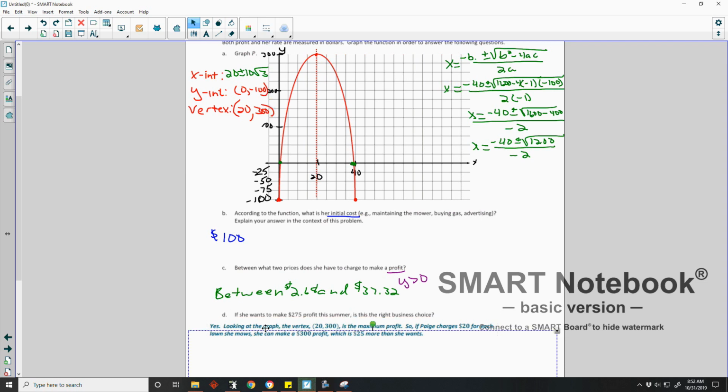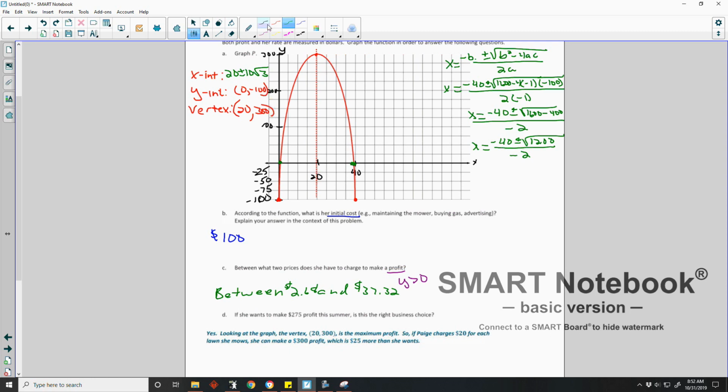Okay, the answer is yes. Looking at the graph, the vertex (20, 300) is the maximum. So if Paige charges $20 for each lawn she mows, she can make a $300 profit, which is $25 more than she wants. So if she wants to make $275 profit this summer, here's another way of looking at this.